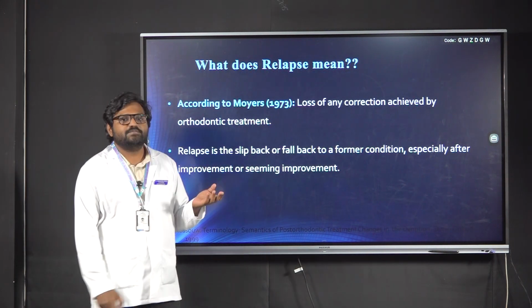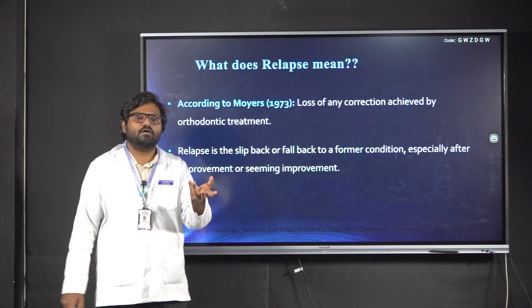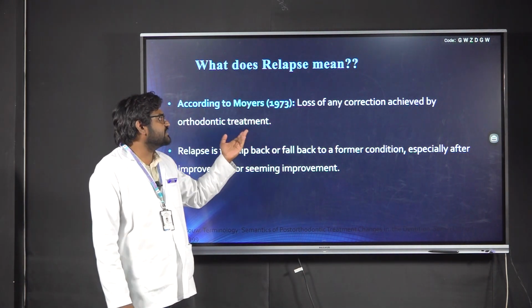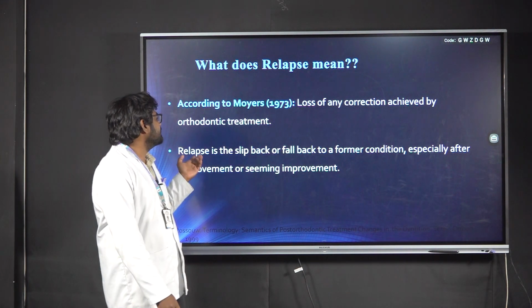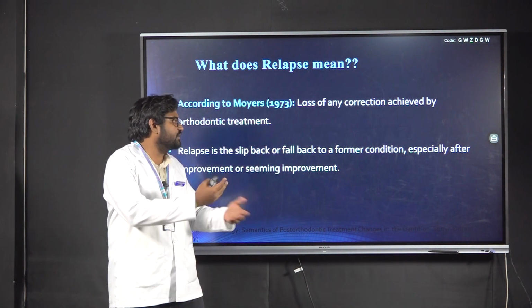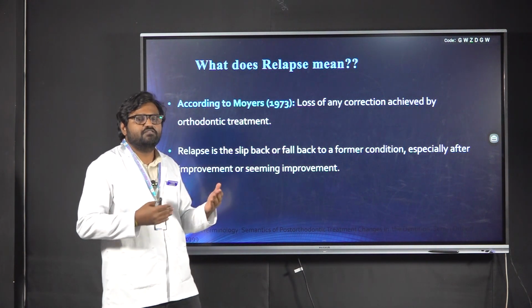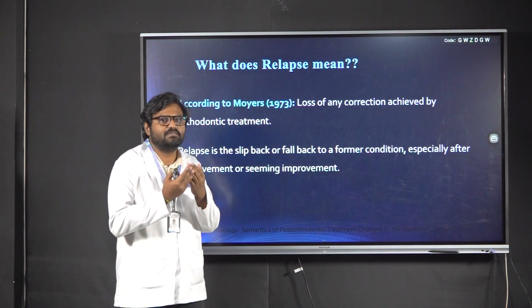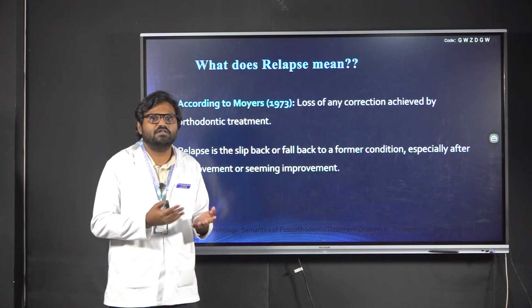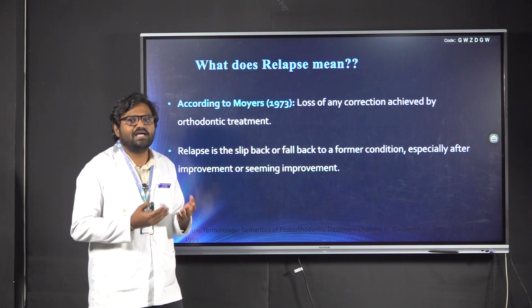And next, what does relapse mean? Relapse basically is when all that you have achieved is lost. According to Moyers, 1973, it is the loss of any correction achieved by the orthodontic treatment. Also, relapse is a slip back, or coming back to your pre-treatment position. For example, you are closing a midline diastema and again it's opening up, or you are decrowding teeth and again the crowding is starting to happen. All these show that there is a relapse of the treatment.